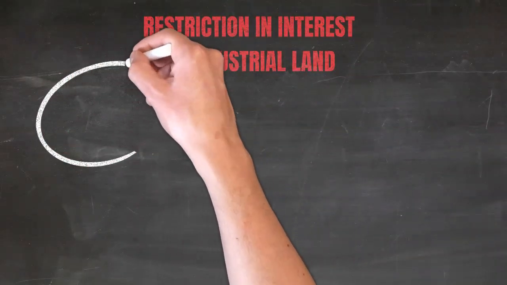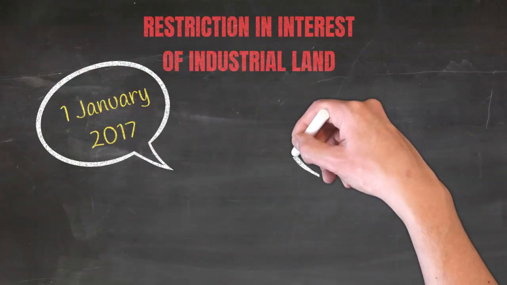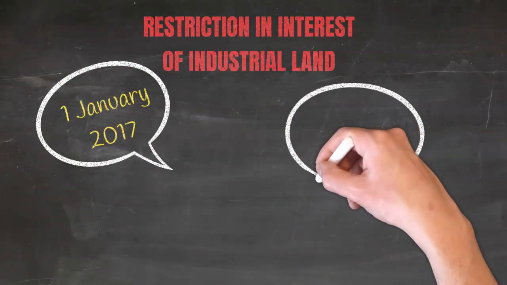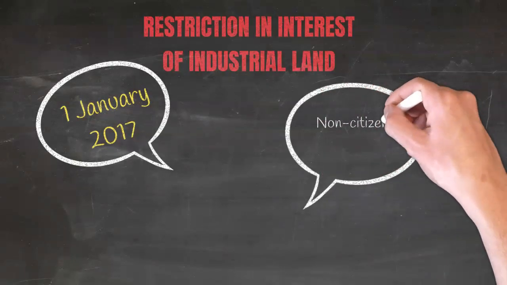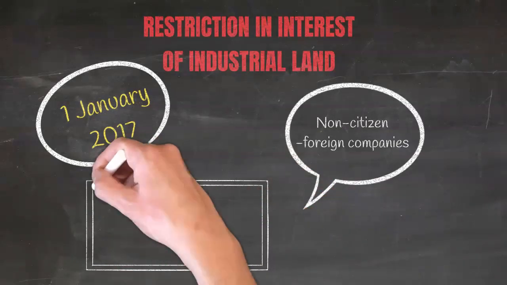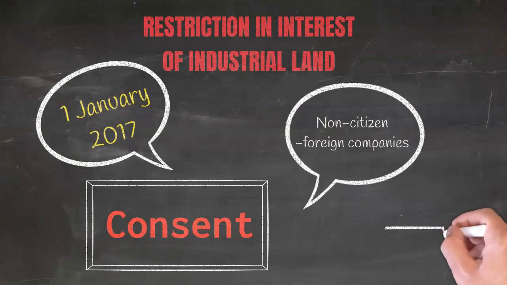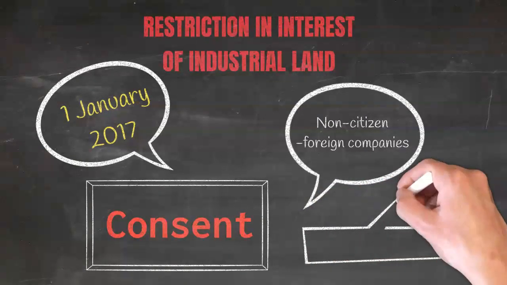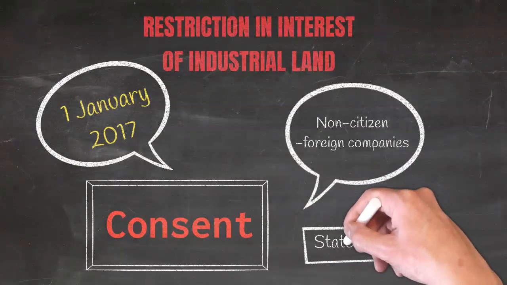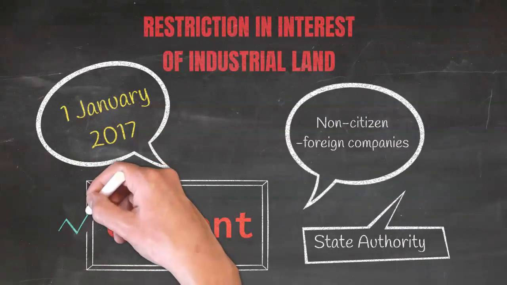Before the coming into force of the NLC Amendment Act, Section 433B of the NLC provided that no such approvals shall be required in respect of any land subject to the category industry. But with effect from 1st January 2017, a disposal or dealing for any land which is subject to the category industry in favor of a non-citizen or a foreign company is now required to obtain the prior approval of the state authority.